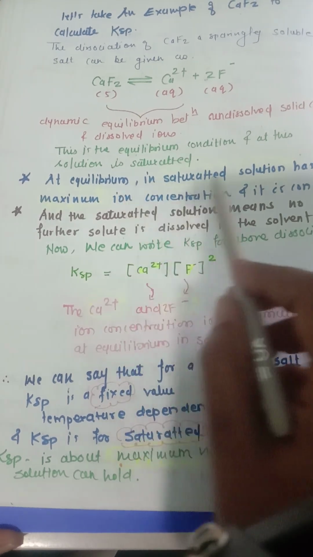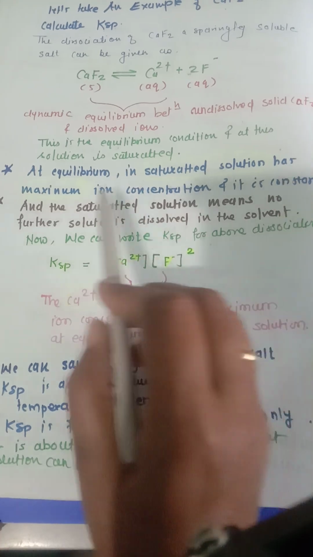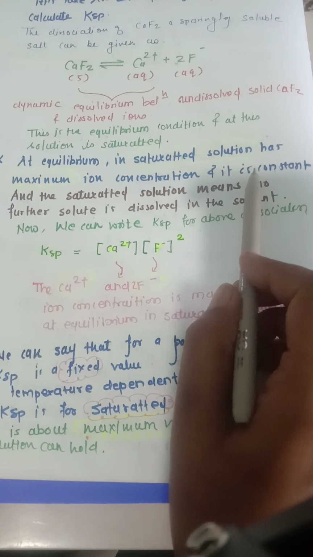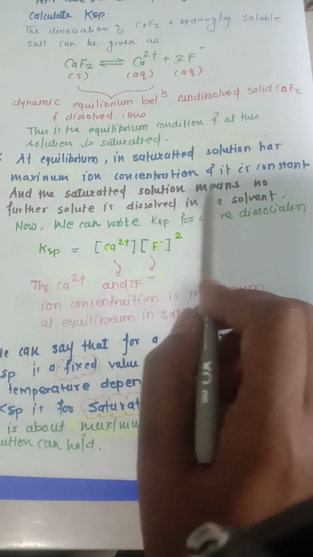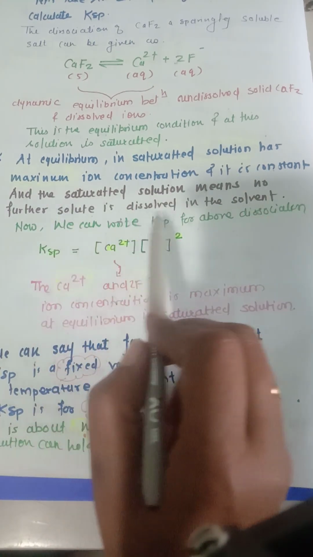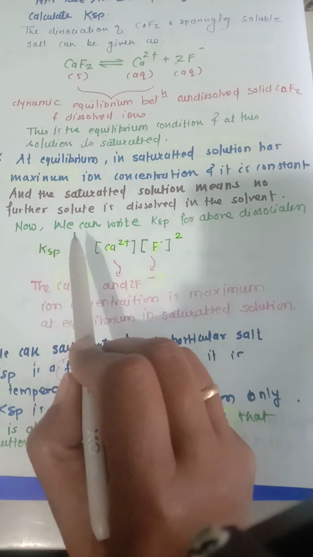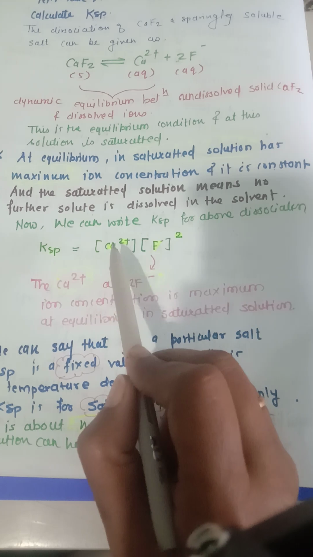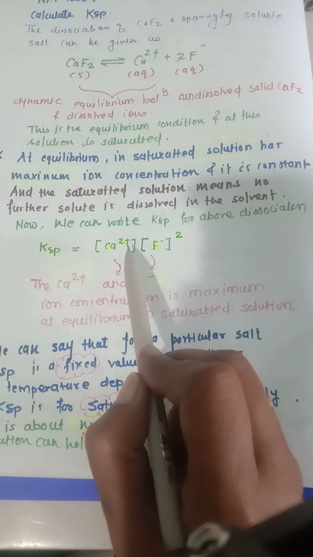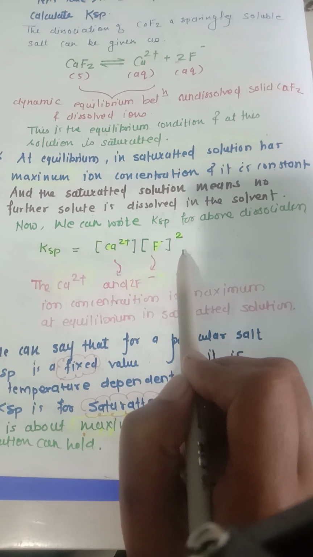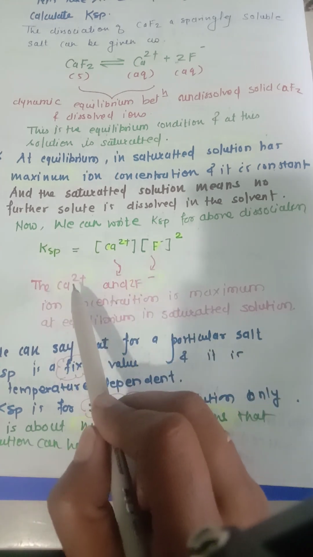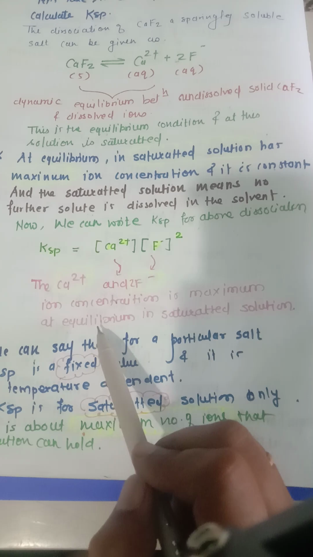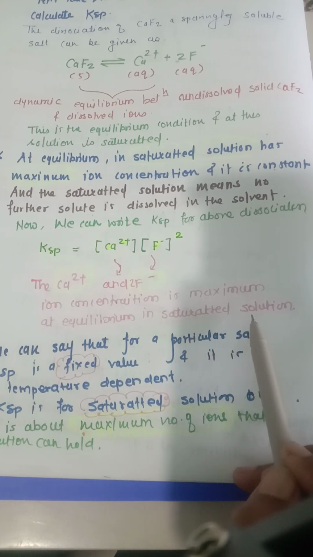At equilibrium, the saturated solution has maximum ion concentration, and it is a constant value. A saturated solution means no further solute is dissolved in the solvent. Now we can write Ksp for the above dissociation. Ksp is equal to the concentration of Ca2+ into the concentration of F- raised to the power 2. The Ca2+ and F- ion concentrations are maximum at equilibrium in the saturated solution.